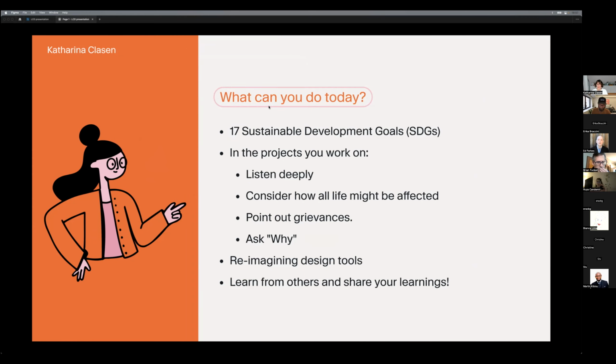And then maybe the small thing that is very important, though, is you can bring this enhanced designer mindset that I was talking about to the projects you already work on today. You can try to really listen deeply and consider with everything how our life might be affected by that. You can point out grievances to your colleagues and simply ask why more often.